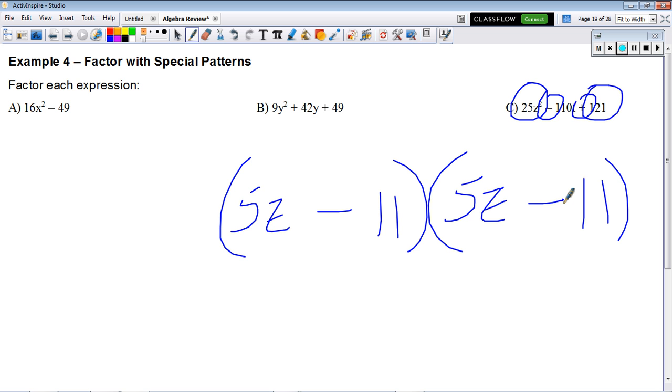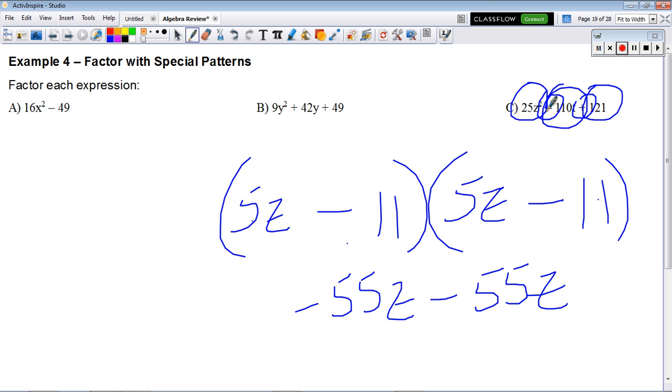So when I go to check this, 5z times negative 11 would be negative 55z. Negative 11 times 5z would be negative 55z. Put those together, you would get negative 110z. So that's how I know that that works right there.